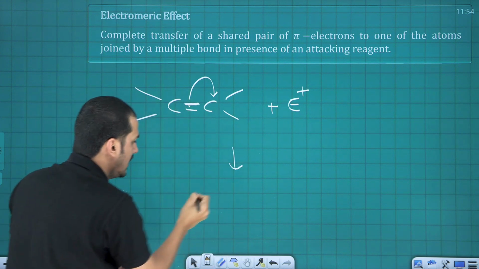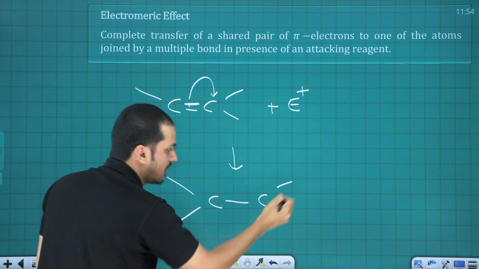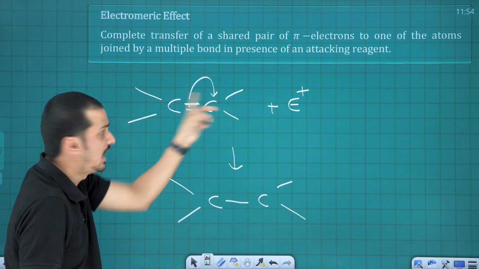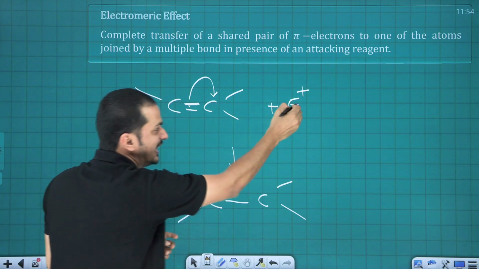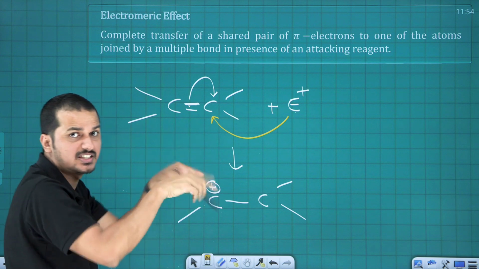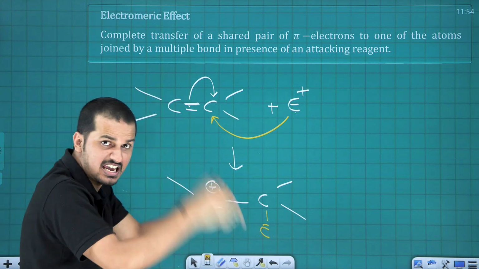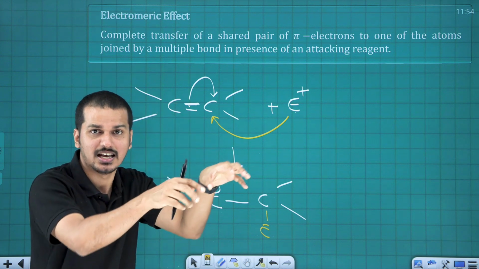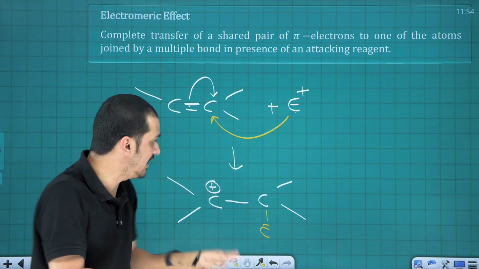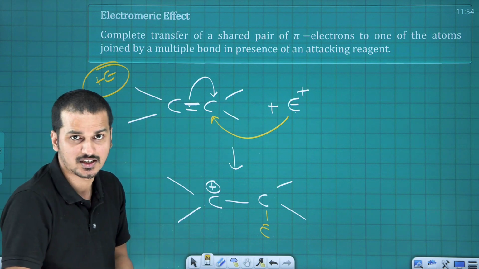So now you can see this becomes a carbon with one bond, one bond, one bond, one bond around it. This becomes negative and this becomes positive. The electrophile will come and attach to the carbon in which the electron is getting. So here the electrophile will attach. The same carbon to which that attacking reagent is attaching, that is called plus E effect, the plus electromeric effect.